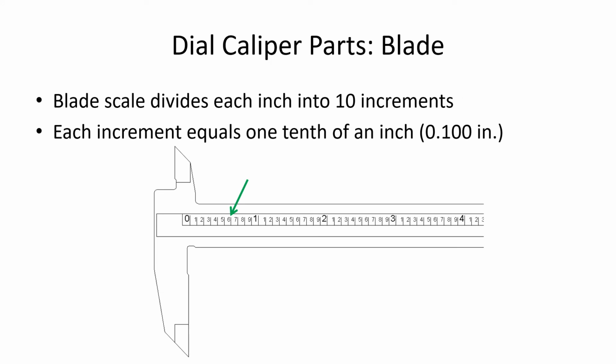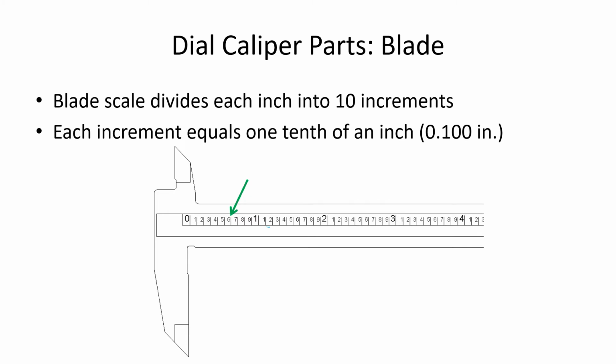All right, so speaking of the blade, the scale divides each inch into 10 increments. So each increment equals 1/10 of an inch. We're not dealing with your typical ruler with the half and the quarter inch and eighth of an inch. No, no, no. It's decimal increments. So from here to here is 1 inch, and then you can see the 10 different increments there.